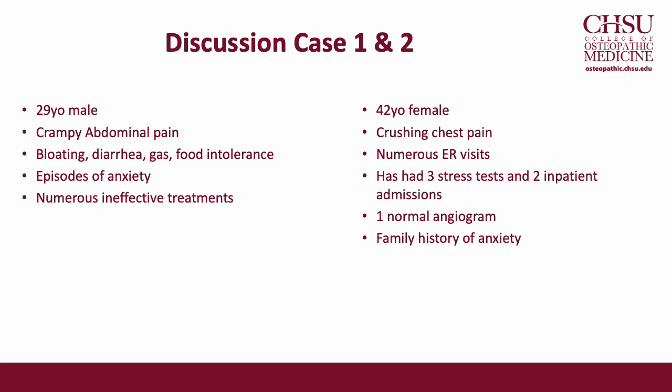Similarly, we may think of a 42-year-old female who presents to the emergency room with crushing chest pain. She's had numerous emergency department visits and no shortage of workup, including 3 stress tests and 2 inpatient admissions. She's had a normal angiogram, but also has a family history of anxiety. In this case again, we might think about how the patient's anxiety impacts her physical symptoms, as well as how her physical symptoms impact her anxiety.